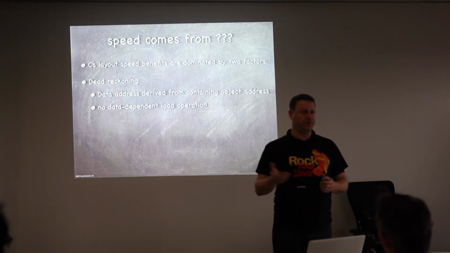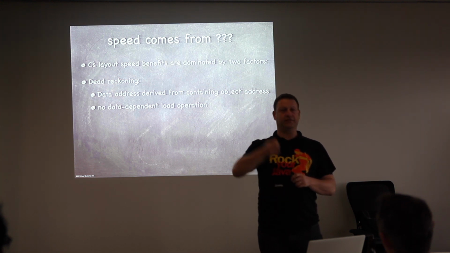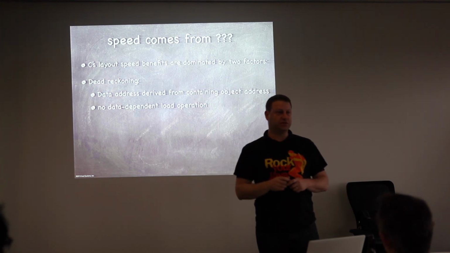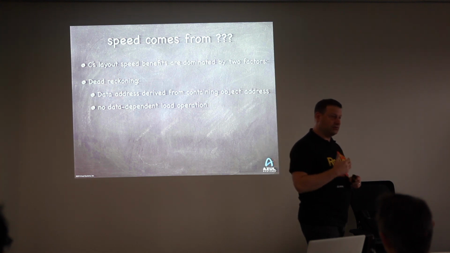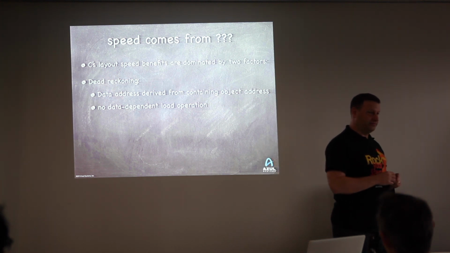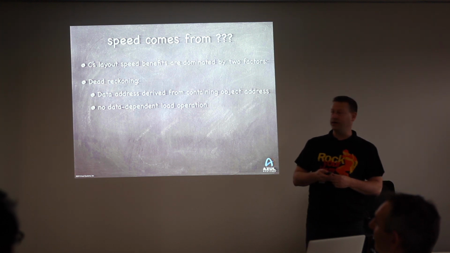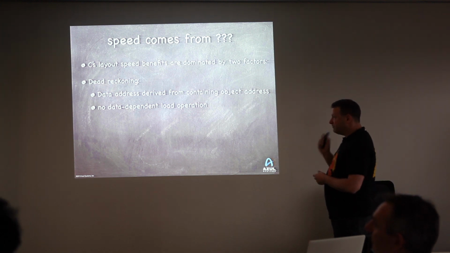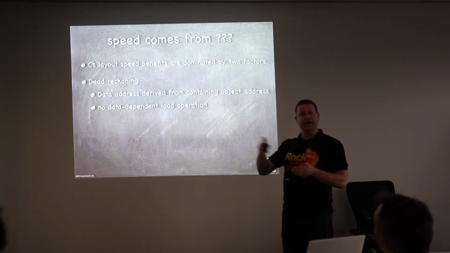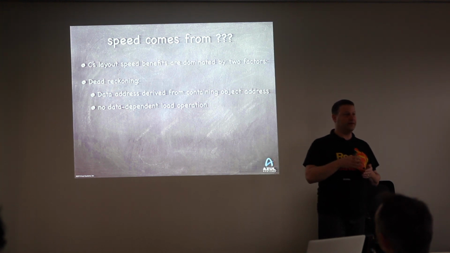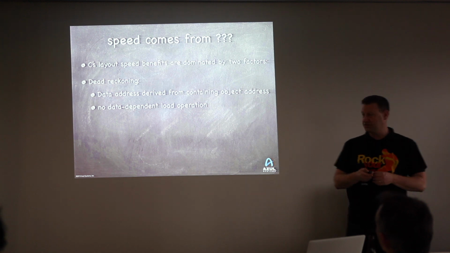Data-dependent loads are terrible things for CPUs to do because you don't know where the next thing is until you get the next thing and the next thing. So it's not just cache misses, it's also the pipeline even knowing where to go. Data-dependent loads are probably the hardest thing for a CPU to blow by. So dead reckoning gives us speed, if we can compute the address of something we need to access without going through additional data dereferences.